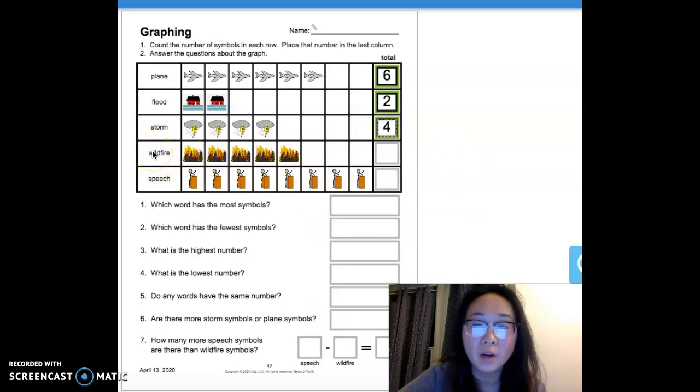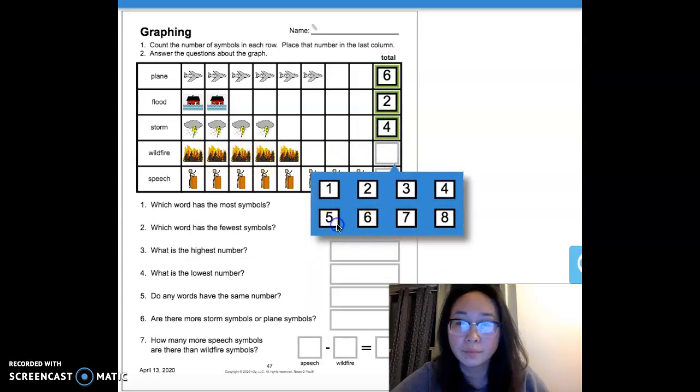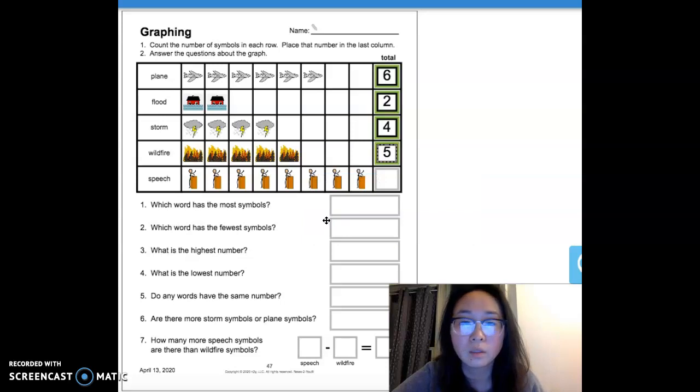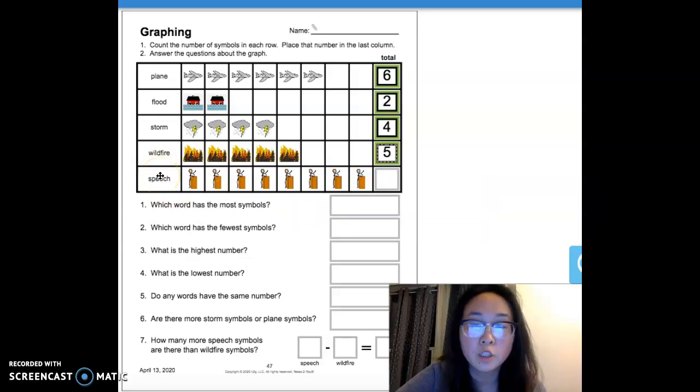Wildfire. A wildfire is when there's a big fire that's usually in a place with lots of trees, like in a forest, or if there's a lot of grass, that means it's a wildfire. And we have 1, 2, 3, 4, 5. 5 of these. Speech. Speeches are when someone is presenting in a large group of people. 1, 2, 3, 4, 5, 6, 7, 8.